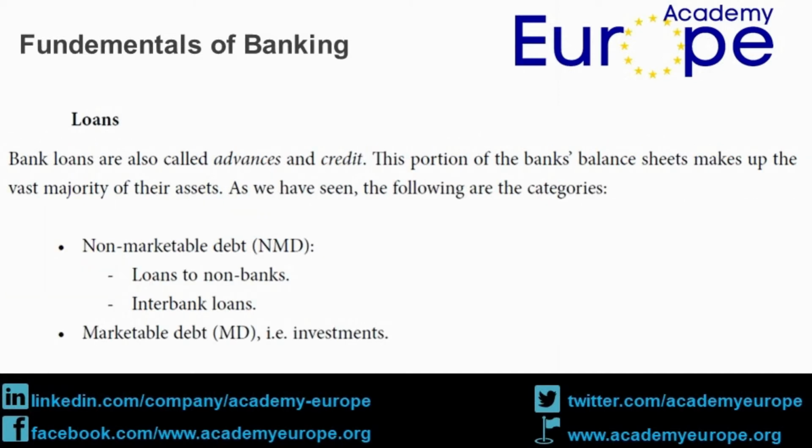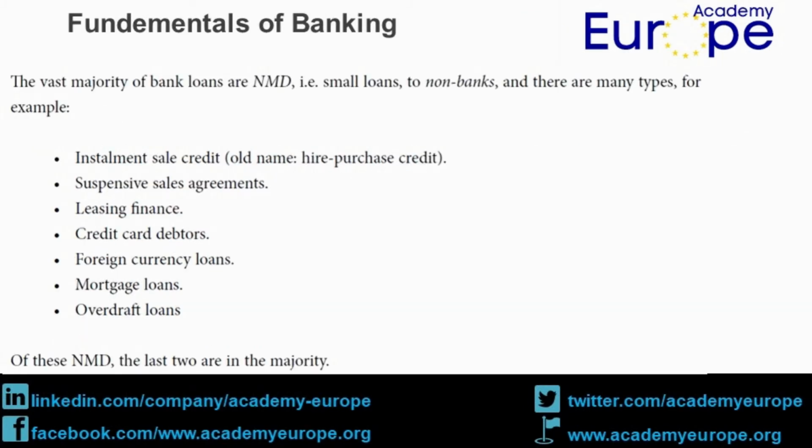Loans. Bank loans are also called advances and credit. This portion of the bank's balance sheets makes up the vast majority of their assets. As we have seen, the following are the categories. Non-marketable debt, NMD; loans to non-banks; interbank loans. Marketable debt, MD, i.e. investments. The vast majority of bank loans are NMD, i.e. small loans, to non-banks, and there are many types, for example: installment sale credit, old name, hire purchase credit; suspensive sales agreements; leasing finance; credit card debtors; foreign currency loans; mortgage loans; overdraft loans. Of these NMD, the last 2 are in the majority.